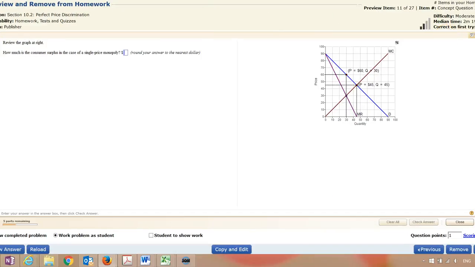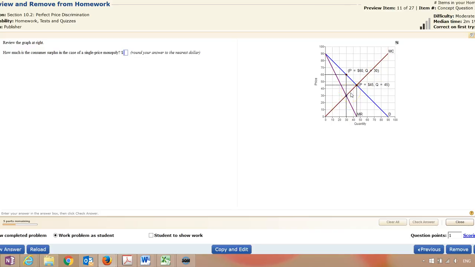This is question number 11 of homework 11 for chapter 10. Review the graph at the right. How much is the consumer surplus in the case of a single price monopoly? So in this graph we are given the demand curve, in this case the demand line. We are also given the marginal revenue line as well as the marginal cost curve or line.